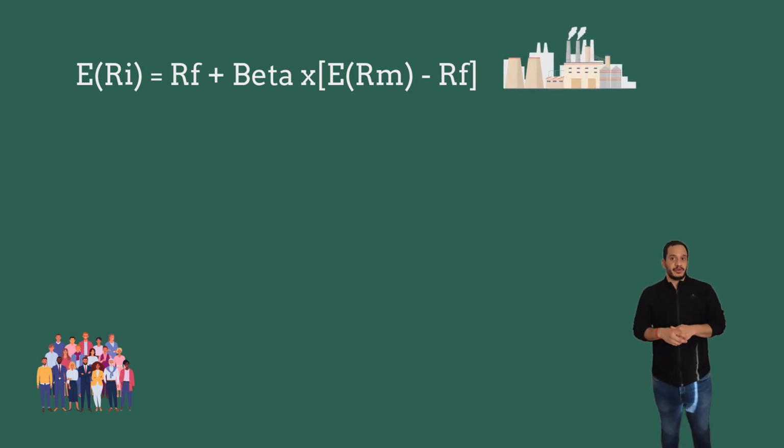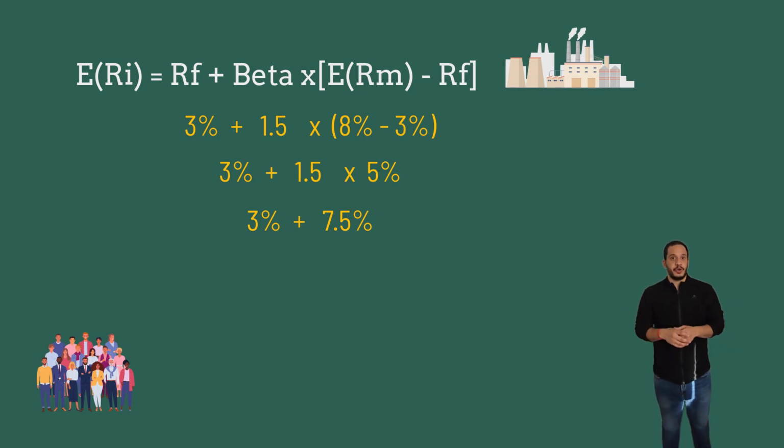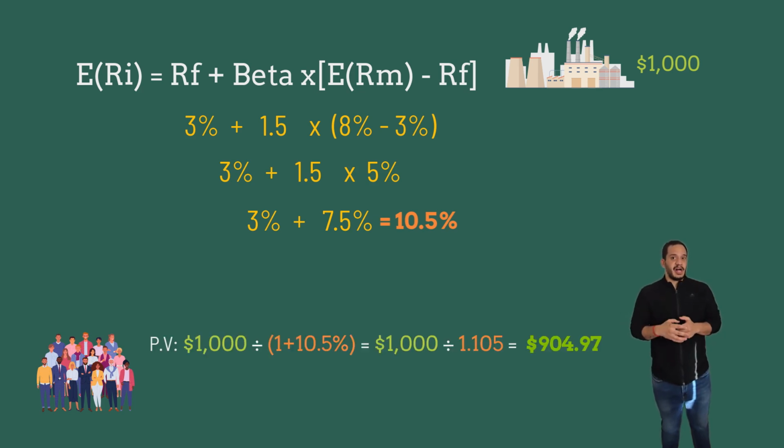Say there is a car manufacturing company. For this example, the risk-free rate is 3%, and the market expected return is 8%, so your market risk premium is 5%. Also, this car manufacturing business estimates it will generate $1,000 in cash flow in the next 12 months and has a beta of 1.5. This is the required rate of return for these investors, considering the systematic risk they take by investing in this company. Now, let's use the present value formula on those $1,000 future cash flow to get to its value today.